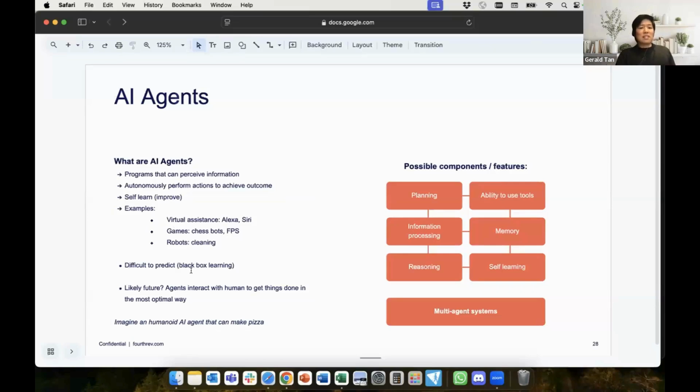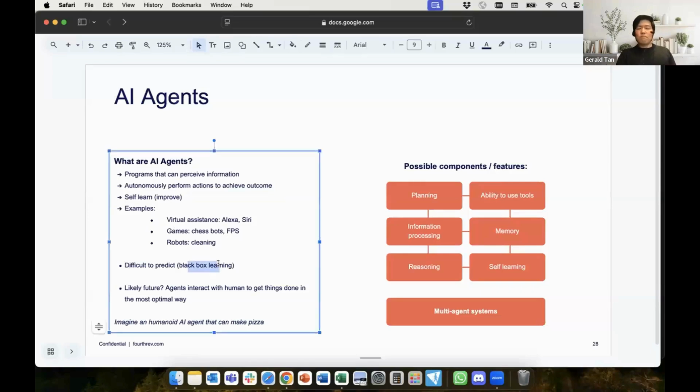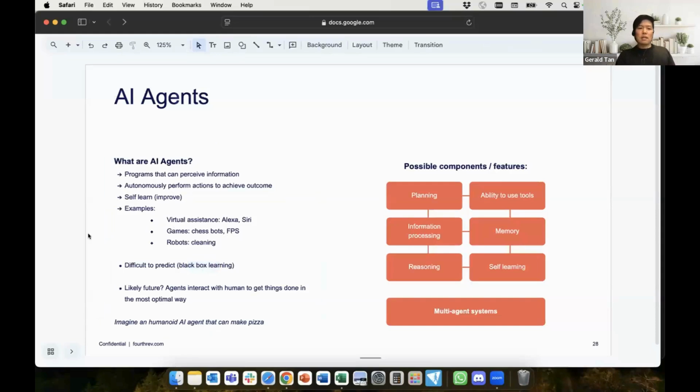Now, what's difficult is that it's black box learning. You don't really know how it learns. And I think that's kind of why AI is sometimes referred to as a bit of a black box. And I think what's more important is to think of the future. Imagine a world where you have not only one agent, but agents talking to agents within your work environment, telling each other what to do, and you're controlling them.